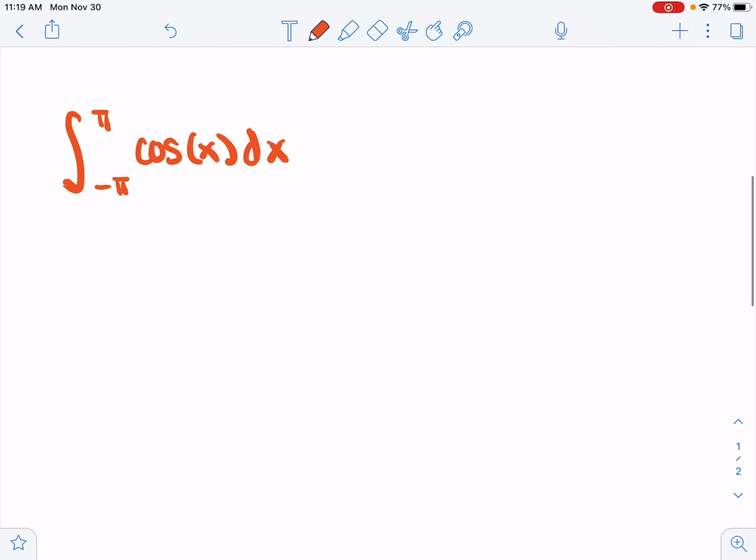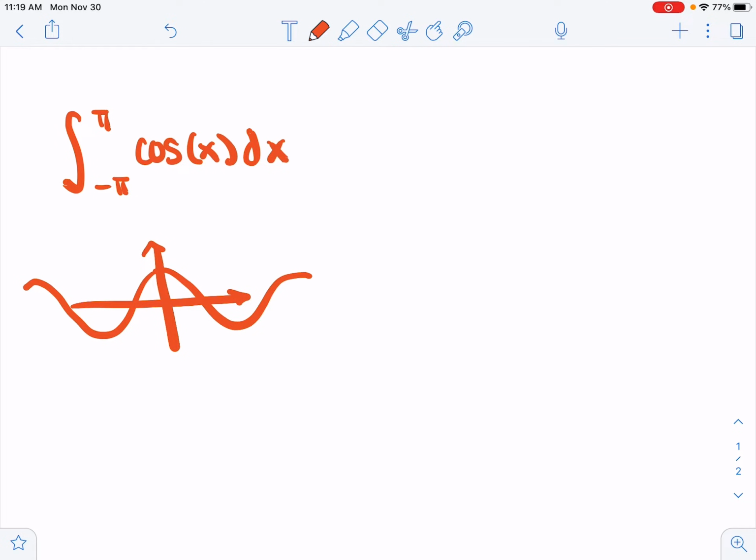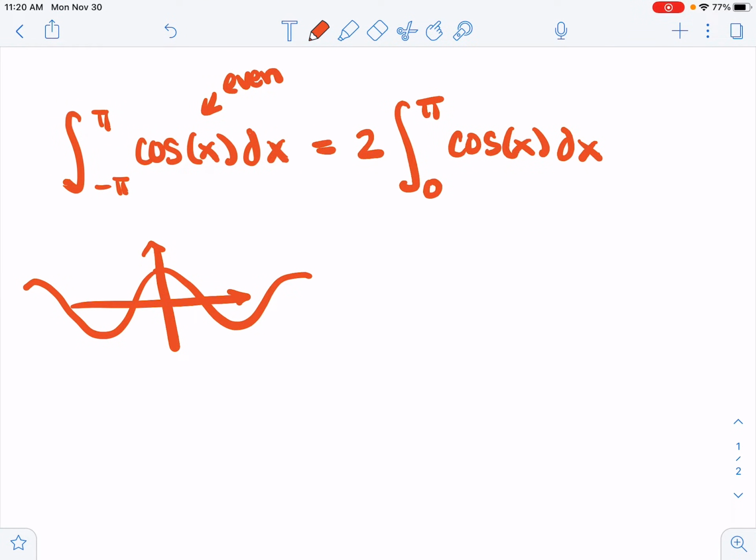Now here, cosine, if you think about the plot of cosine, cosine goes like this. It's an even function. It's symmetric across the y-axis. So this is an even function, which means we can just do the integral from 0 to pi and multiply it by 2. Right? There's just as much area on the left side of the y-axis as the right side, so we just do half of it and multiply by 2.